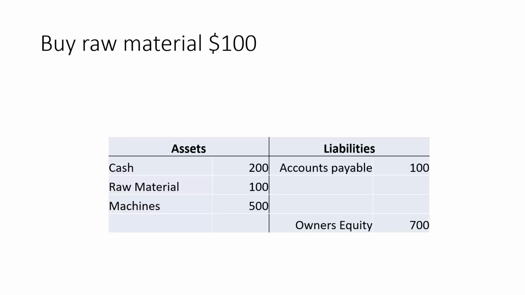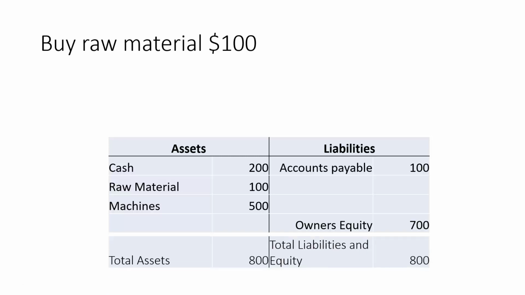So the total assets have now expanded to 800, as have total liabilities and owner's equity. So 800 is 700 plus 100. 800 is also 500 plus 100 plus 200.